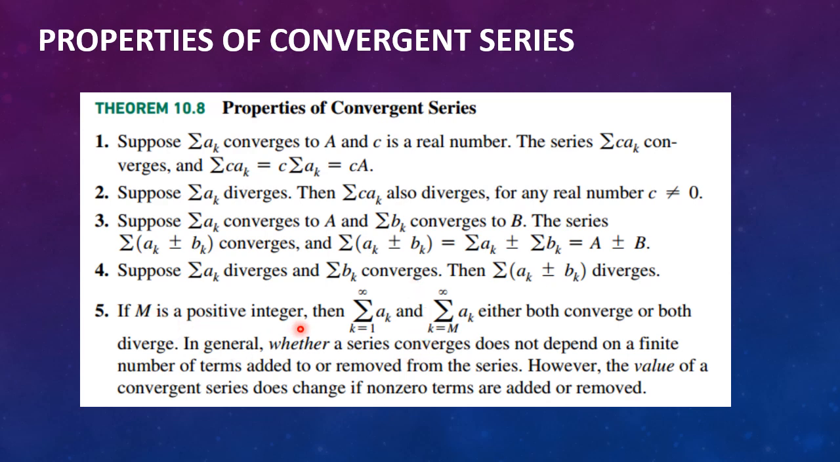If m is a positive integer, and here we see we're going from k equals 1 to infinity, or k equals m to infinity, so we're talking about an integer other than 1, either both of these series converge or they both diverge. What this is just saying is it doesn't matter where you start. In general, whether a series converges does not depend on a finite number of terms added to or removed from the series. However, the value of a convergent series does change if non-zero terms are added or removed. Okay?